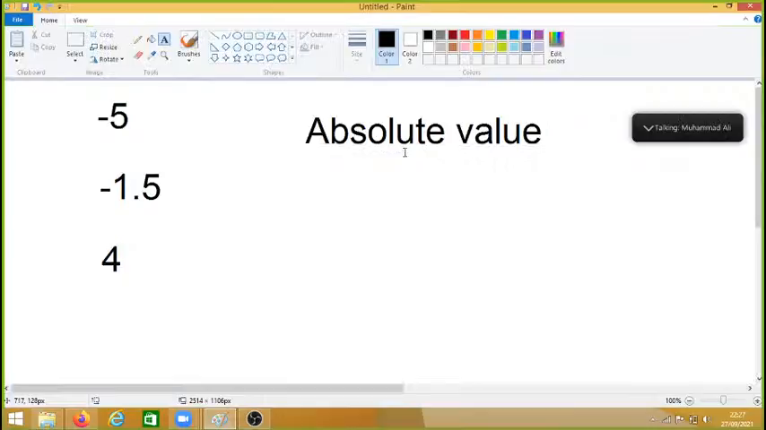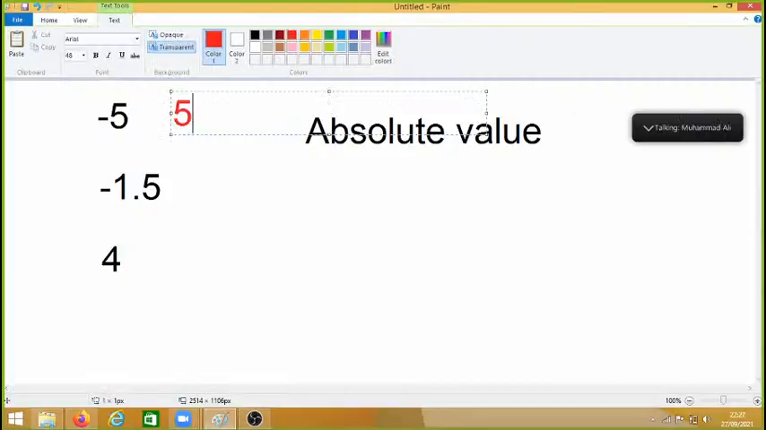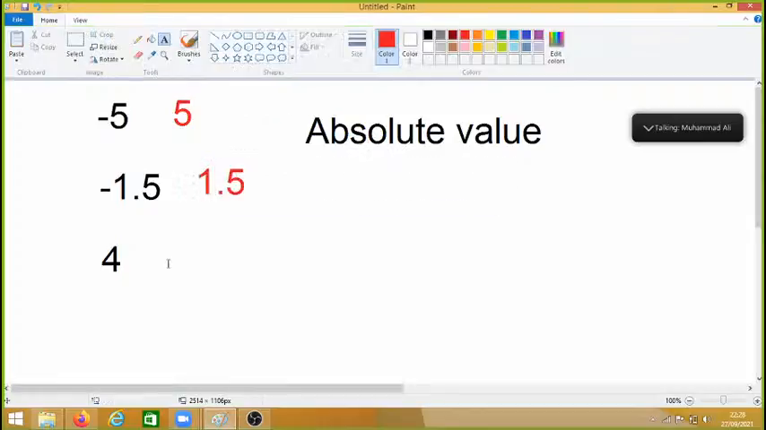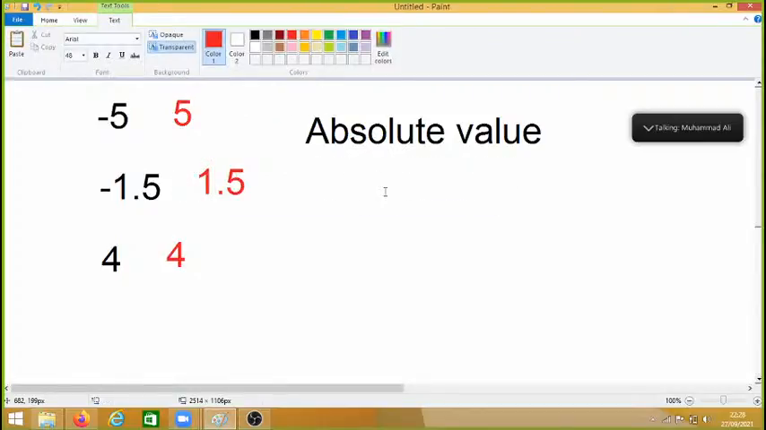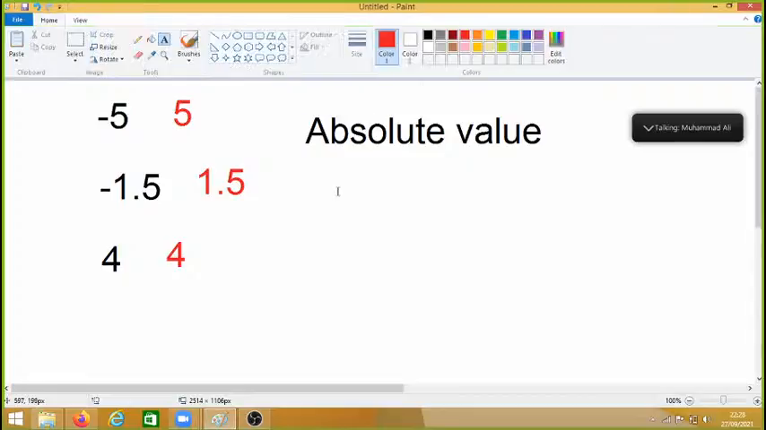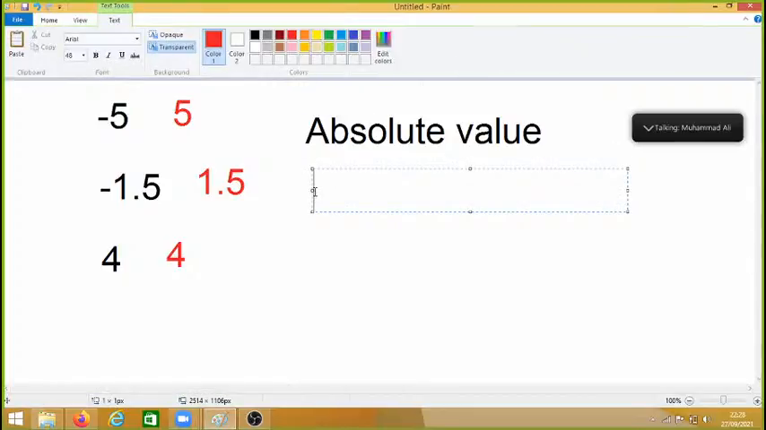The absolute value means the value without the sign. So in the first case, it would just be 5. In the next case, it would just be 1.5. Here, it would just be 4, the number. Another name for absolute value, which is going to be more commonly used in your textbook, is modulus. It's the modulus function.